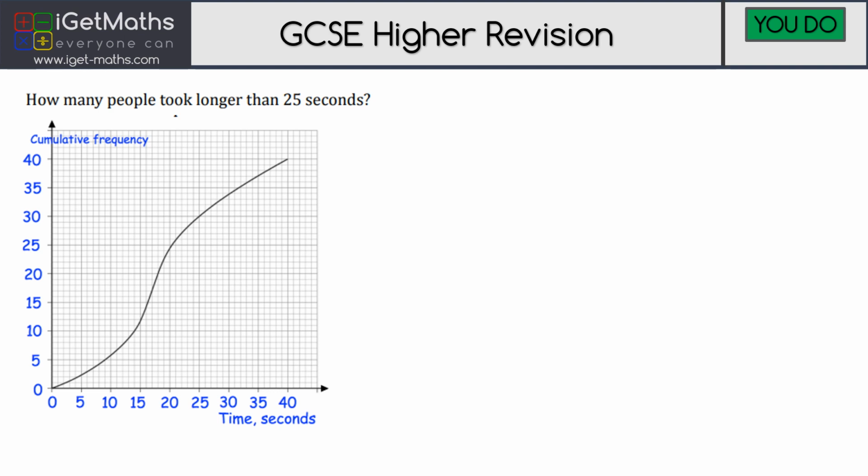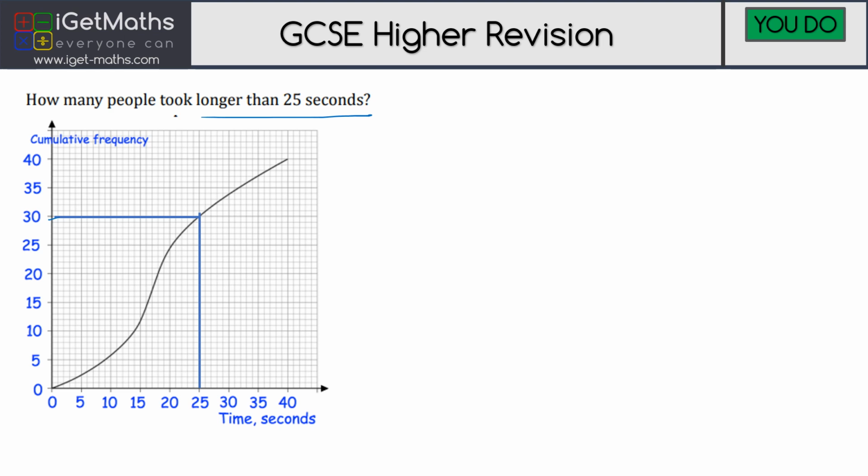Okay, so it says how many people took longer than 25 seconds. So quite simply, on the x-axis, go to 25, draw a line till you hit the graph, and then go across and you get to 30. So this one's slightly different to the previous question because this time it wants to see how many people were longer than 25 seconds. So when you've gone across, you've got to 30, but it's not 30 people because it's out of a total of 40.